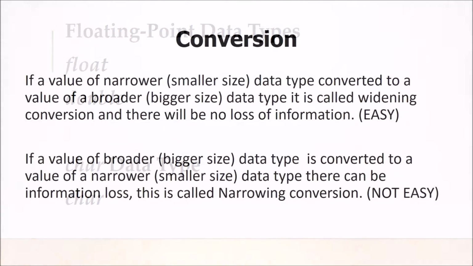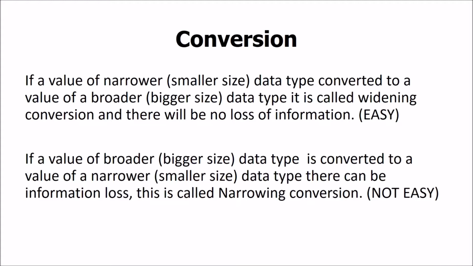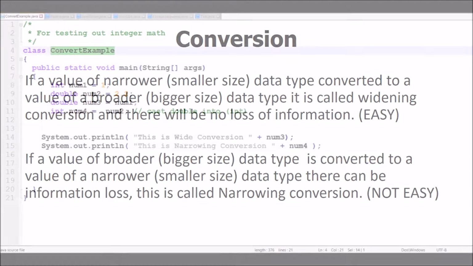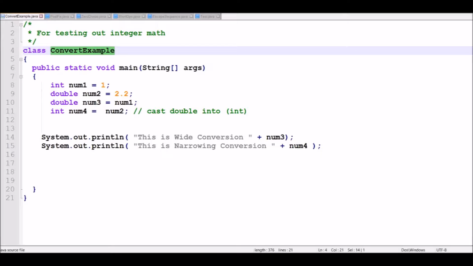I'm going to begin with conversion. If a value of a narrower data type is converted to a value of a broader data type, this is called a widening conversion. And there won't be any problems because there will be no loss of information. It's pretty easy. If a value of a broader data type is converted to a value of a narrower data type, there can be some information loss. And this is called narrowing conversion. Let's take a look at the ConvertExample.java code that illustrates this conversion issue. It also shows you the basic tools that you're going to need to deal with the conversion.